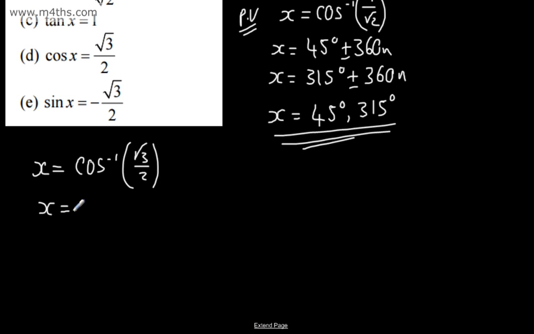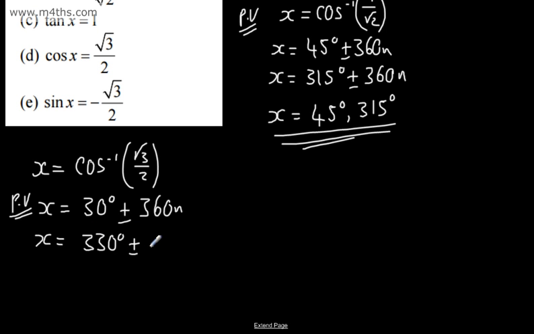So x is going to be equal to 30 degrees, principal value, so PV. 30 degrees plus or minus multiples of 360. We're going to have, by symmetry, 30 back from 360, 330, and then we're going to have plus or minus 360n. We're only interested in this now in 0 to 360, so x is going to be equal to 30 and 330 degrees.